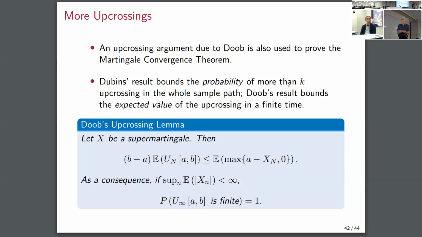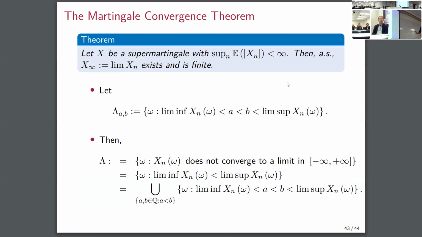Doob's result that I showed you bounded the probability of more than k upcrossings. Doob's other result bounds the expected value of the number of upcrossings. Let X be a supermartingale, then the expected value of the number of upcrossings is no more than the expectation of the max of 0 and a minus X_n. So if the sup over n of the expectation is finite, then there's almost surely a finite number of upcrossings. What is the martingale convergence theorem? Let X be a supermartingale with the supremum expected value of X finite. Almost surely, the limit of X_n exists and is finite.